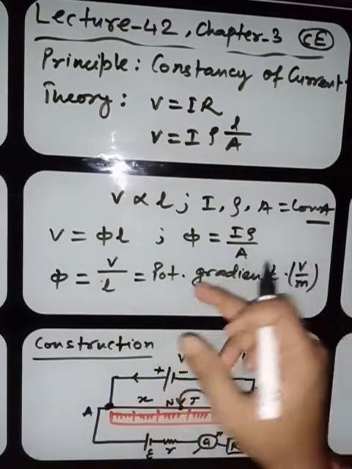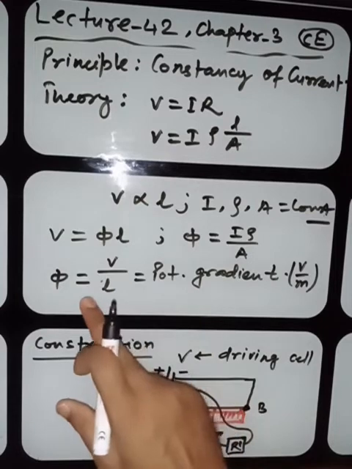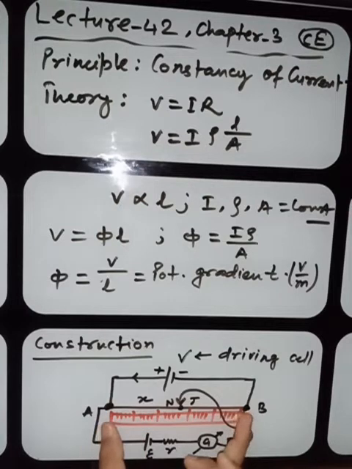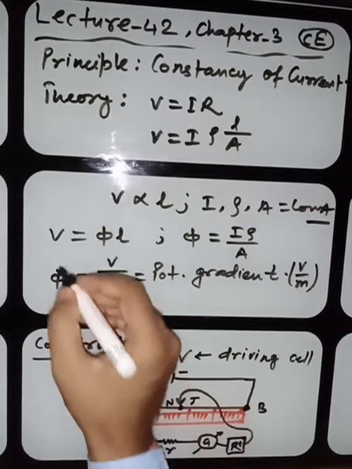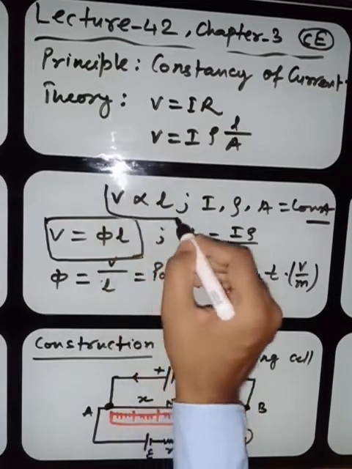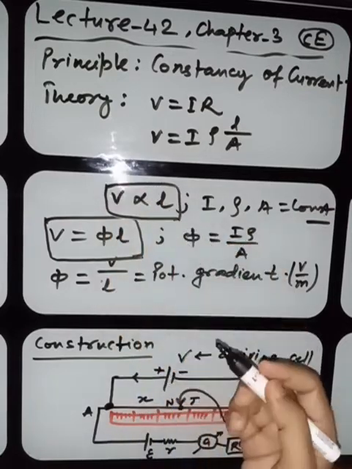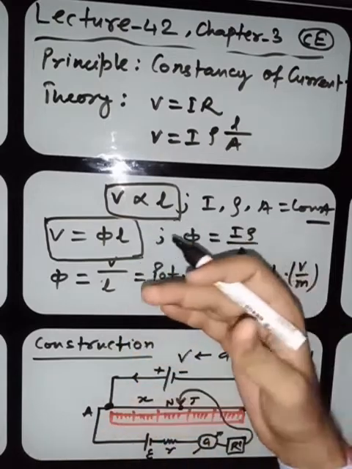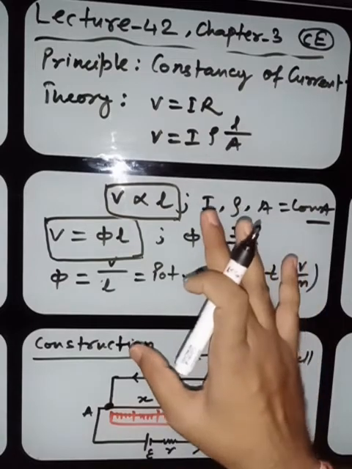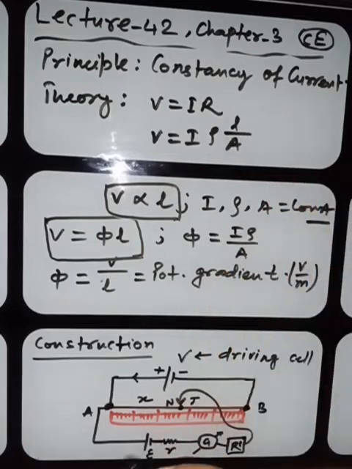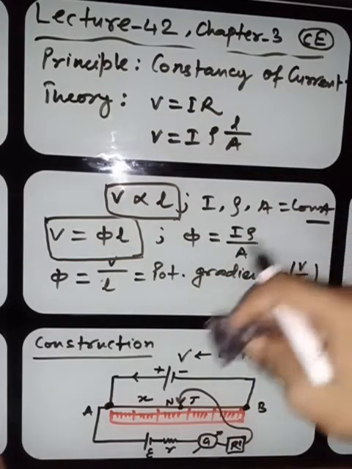If you are trying to find the potential gradient, you have to divide the potential across the ends of the potentiometer wire by the total length of the potentiometer. This one is very important. It will help you to find or to correlate the EMF of two cells. Now, if you are writing the constancy of current principle, my dear students, kindly note down.